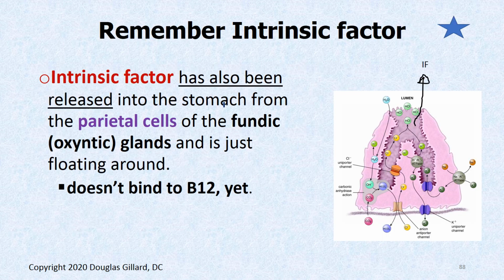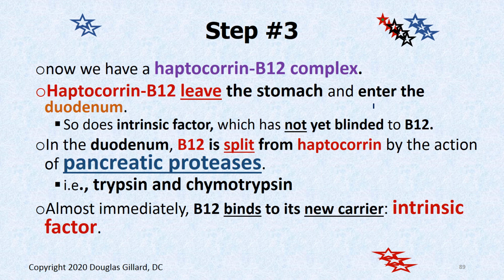But intrinsic factor is also secreted. It doesn't do anything, it doesn't bind yet, but it's there and it goes out. So haptocorrin and B12 are bound together, they're kicked out of the stomach. So is intrinsic factor. It's nearby, but it's not bound yet. So when haptocorrin comes in contact with pancreatic proteases, specifically trypsin and chymotrypsin, they will rip it right off. And so vitamin B12 is naked and afraid once again in the intestine.